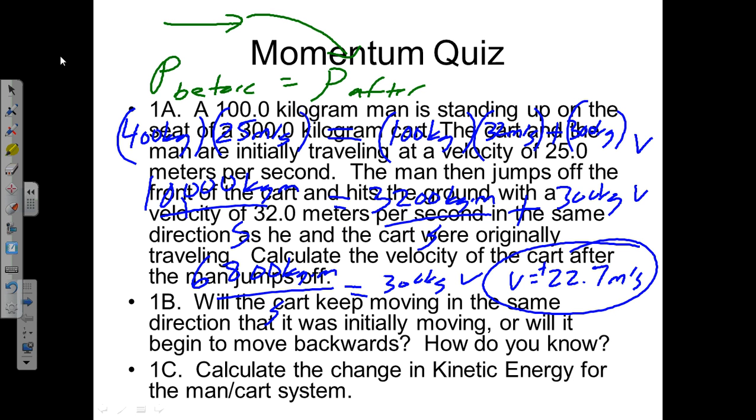Our answer to 1B: will the cart keep moving in the same direction that it was initially moving, or will it begin to move backwards? And our answer here is it's going to keep moving the same direction, it's just going to be going a little bit slower.